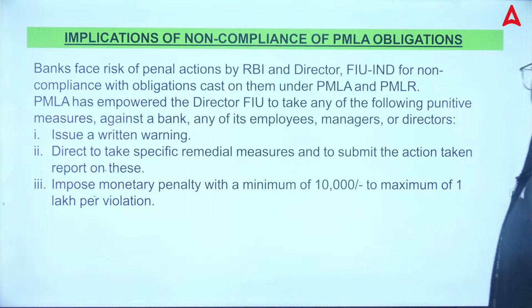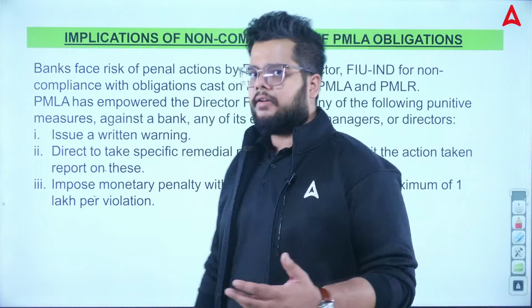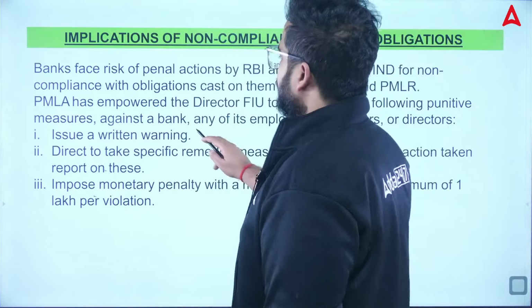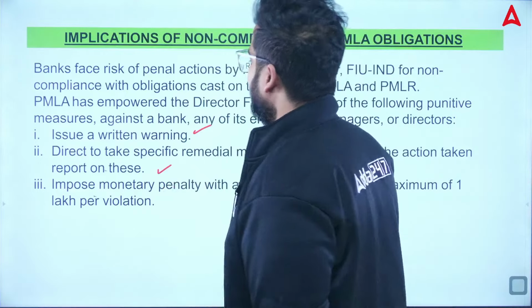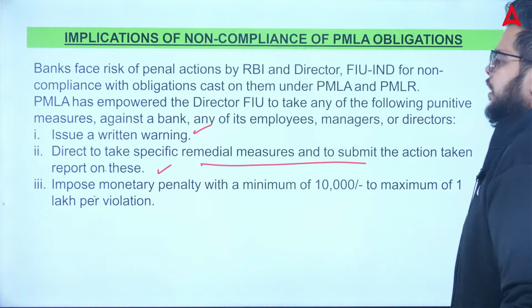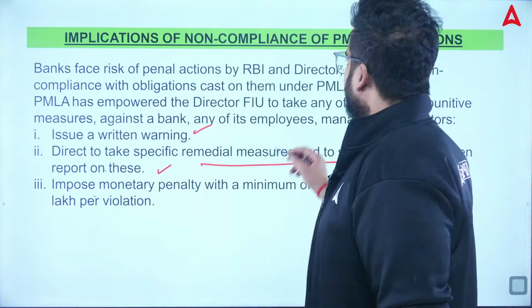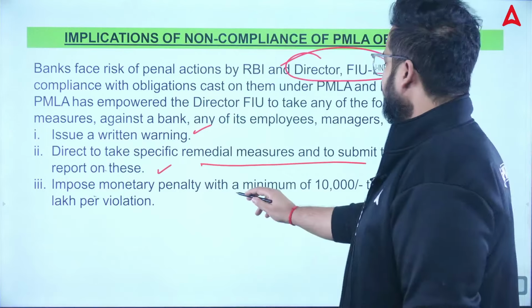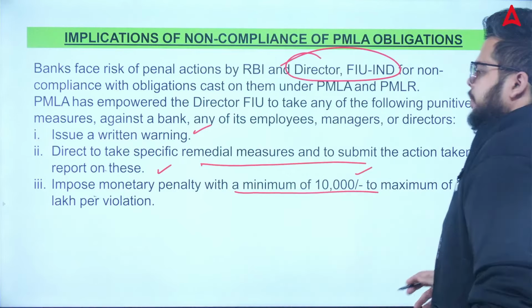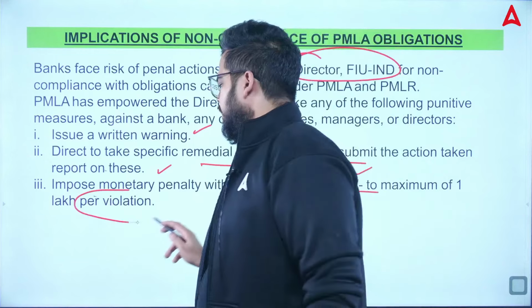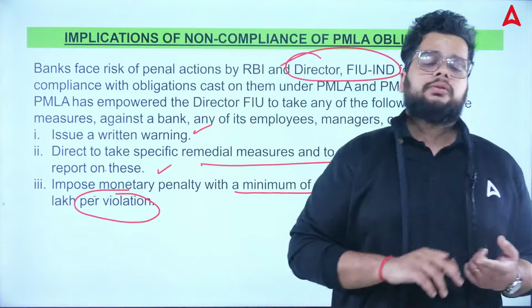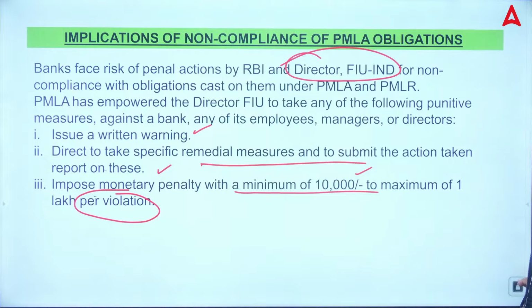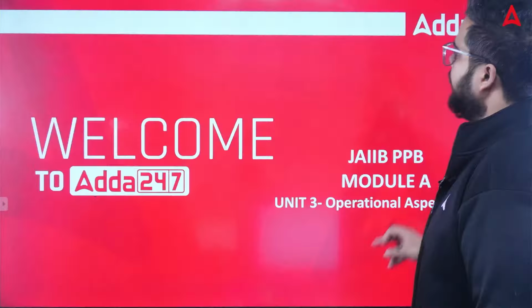Then we have the implications of non-compliance. So whether the banks will face any penalty from the side of RBI or not, answer is yes, it can. So they may issue a written warning to the banks or direct them to take specific remedial measures. Also, the RBI along with the director of FIU India may impose a monetary penalty with a minimum of 10,000, maximum 1 lakh per violation. So always remember, penalty is also levied on the banks if they do not comply with the PMLA obligation. That is why they take it very seriously also, right?